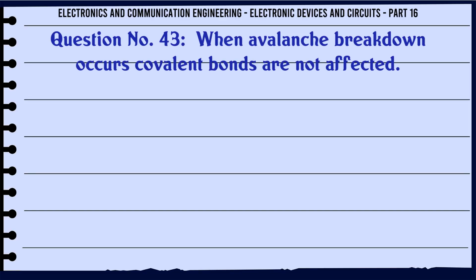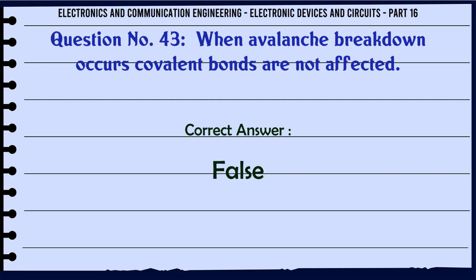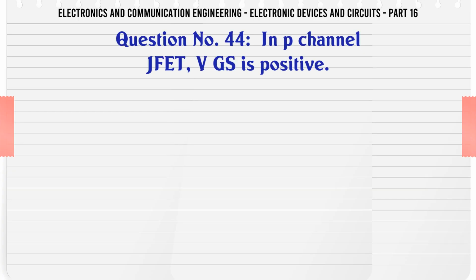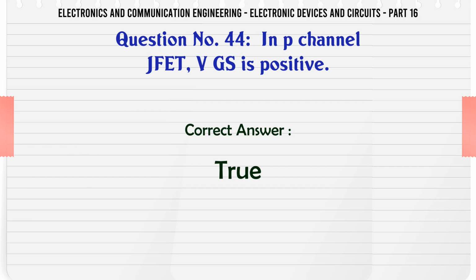When avalanche breakdown occurs, covalent bonds are not affected. A. True, B. False. The correct answer is false. In p-channel JFET, VGS is positive. A. True, B. False. The correct answer is true.